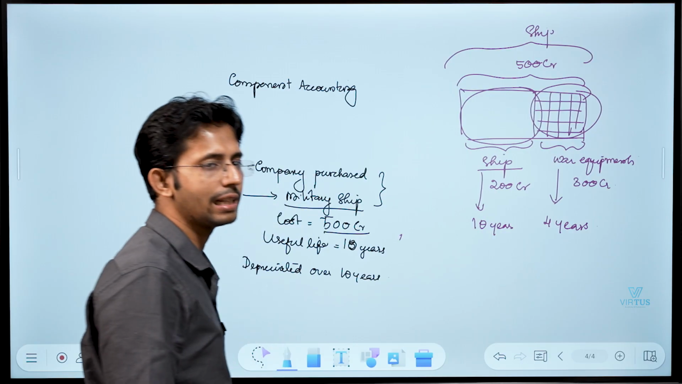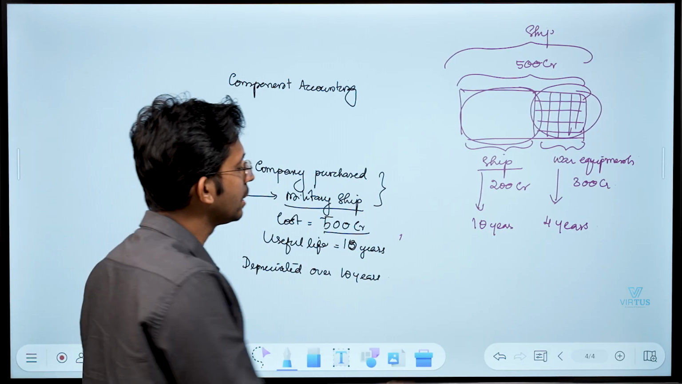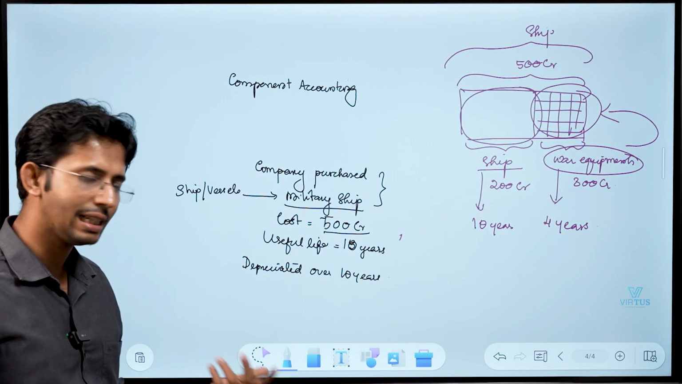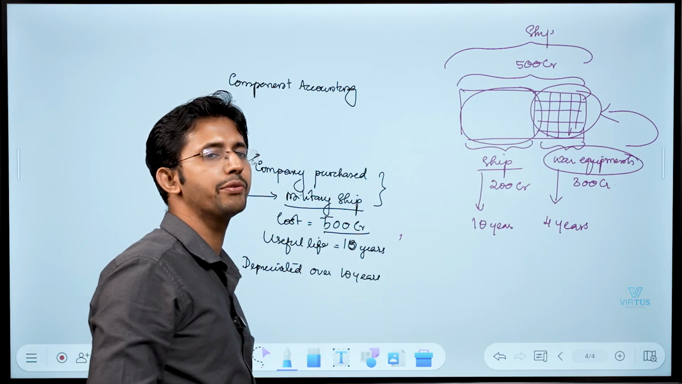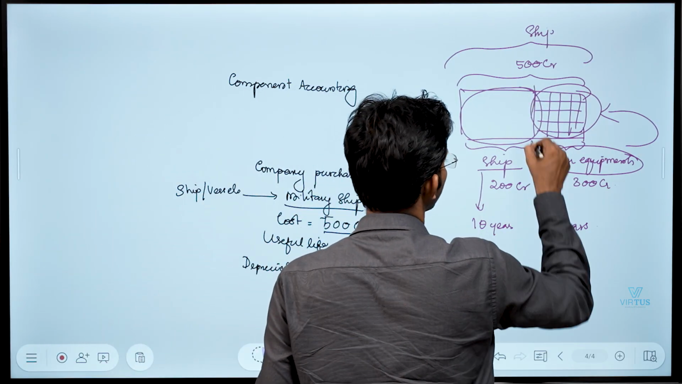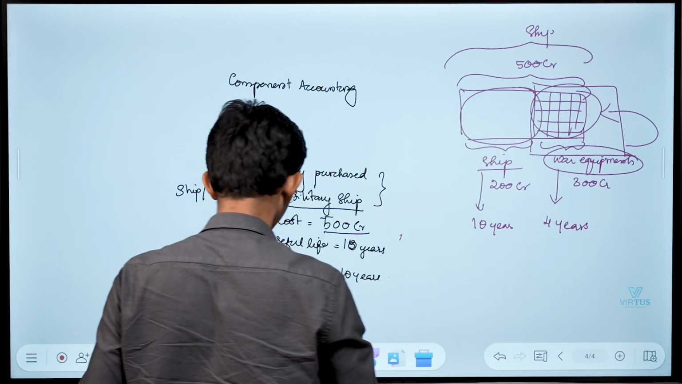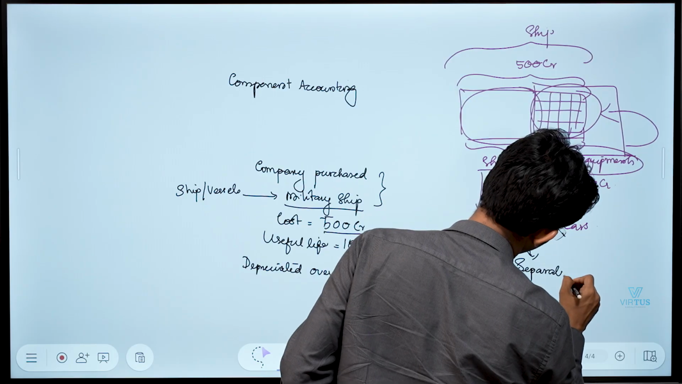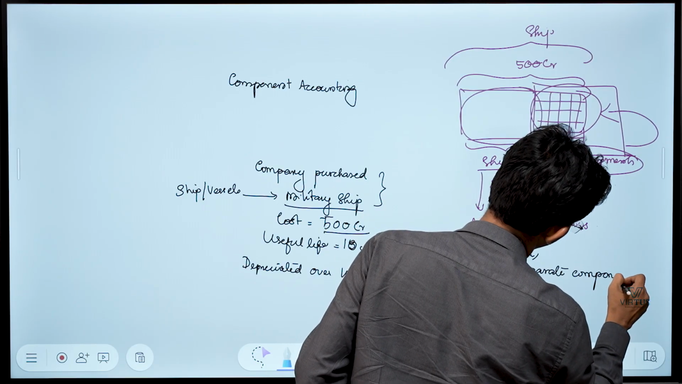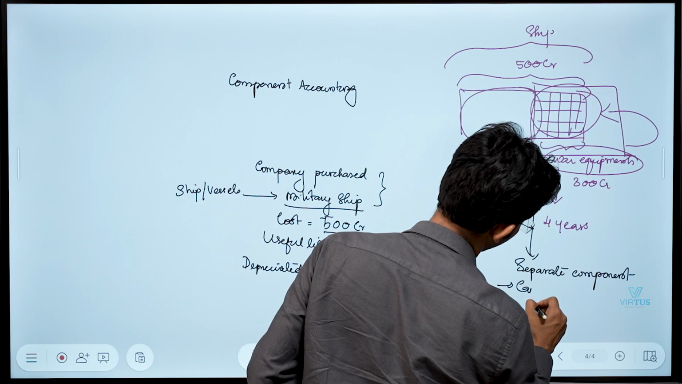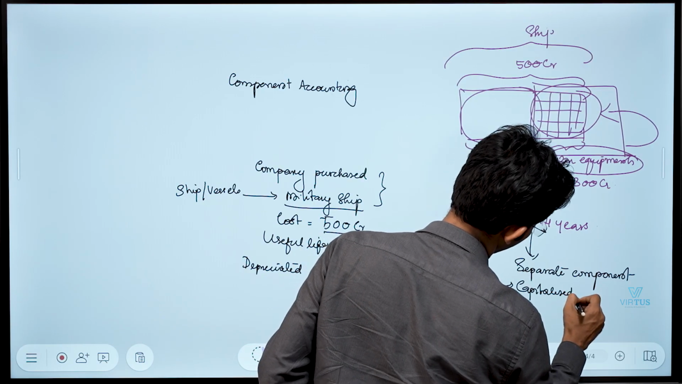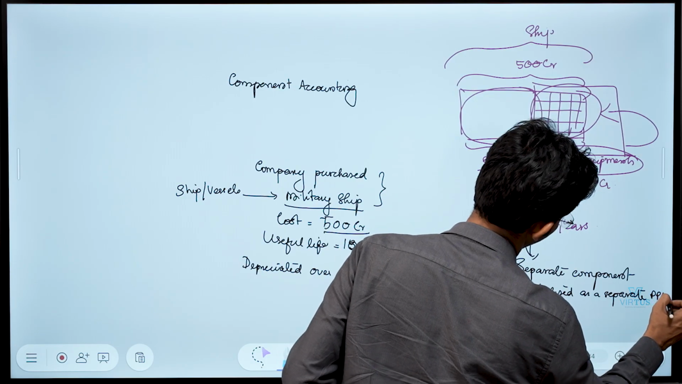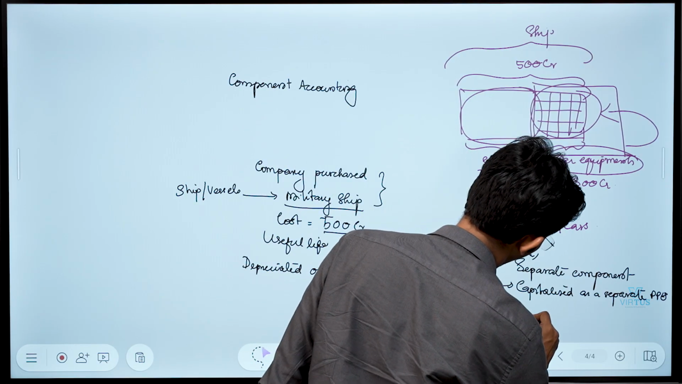So Ind AS 16 says that if this is the scenario, and this war equipment forms a significant part here, so is it not a significant part? Yes, it is a significant part. If it forms a significant part, then this has to be treated as a separate component, and it has to be capitalized separately as a separate PPE. And what about the amortization or depreciation?